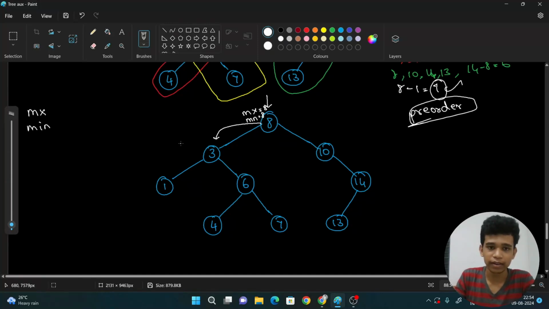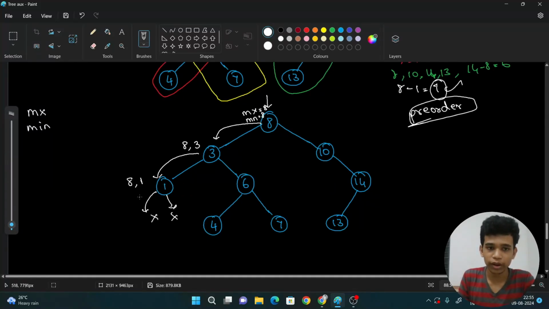Now at this 3, I will write first the maximum, then the minimum. At this, what is the maximum? 8 is the maximum, and 3 is the minimum. Then I am going here. Now the maximum is 8, but the minimum is 1, because it is lesser than 3, right? Now I am going further down. It is null. We don't have any child.